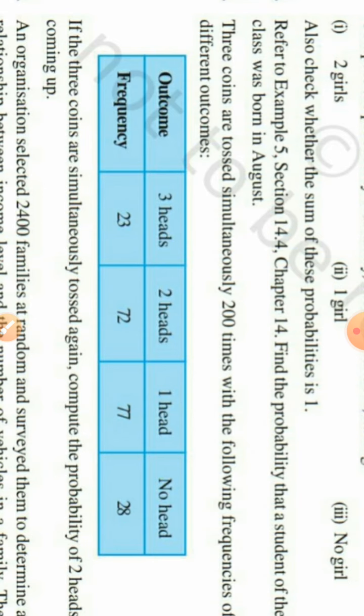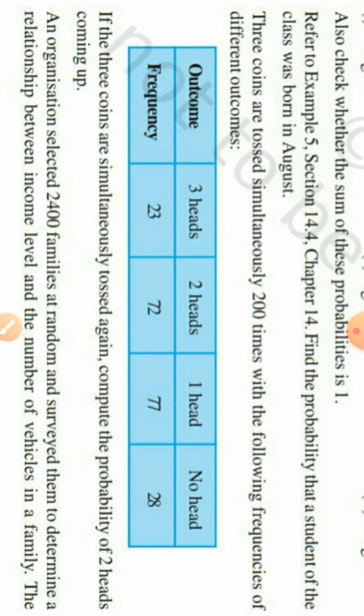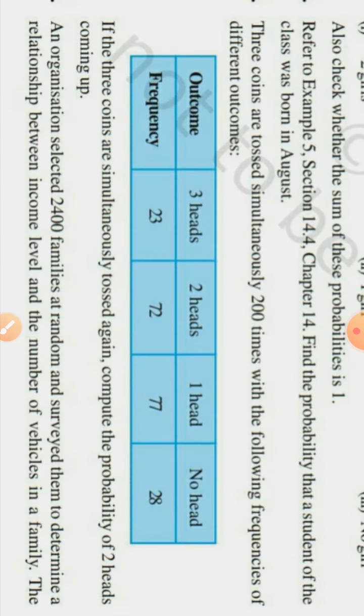Now what is asked? If three coins are simultaneously tossed again, compute the probability of two heads coming up. Two heads coming up. So how many times does it occur? 72 times. So obviously the answer will be 72 upon 200. Don't write 2 upon 200.